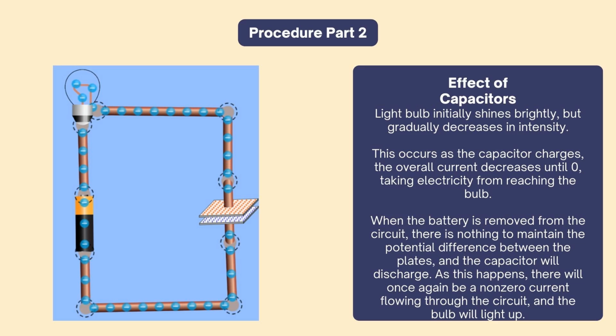Now in part 2 of our lab experiment, we are first instructed to simulate and observe the effect of capacitors on the ability of current to ignite a light bulb. The light bulb initially shines brightly, but gradually decreases in intensity. This occurs as the capacitor charges. The overall current decreases to zero, preventing electricity from reaching the bulb. When the battery is removed from the circuit, there is nothing to maintain the potential difference between the plates, and the capacitor will discharge. As this happens, there will once again be a non-zero current flowing through the circuit, and the bulb will light up.